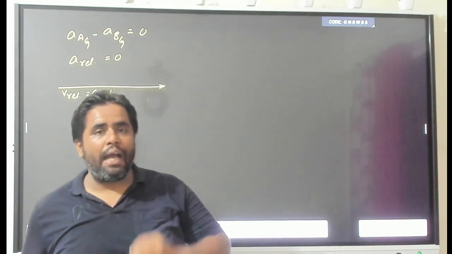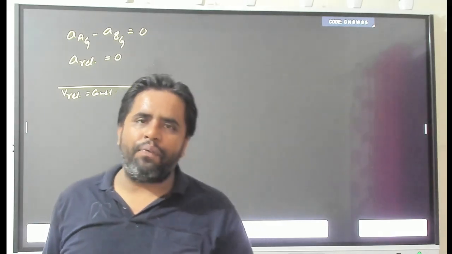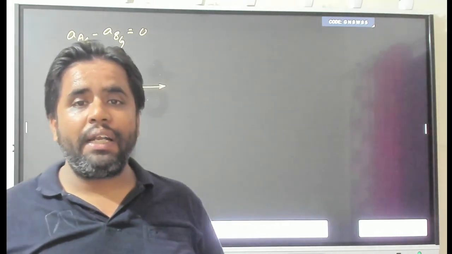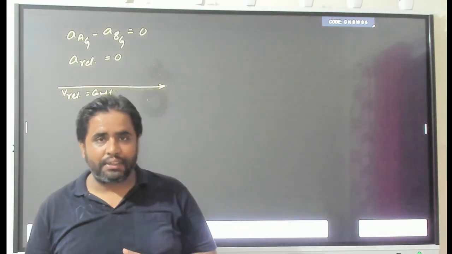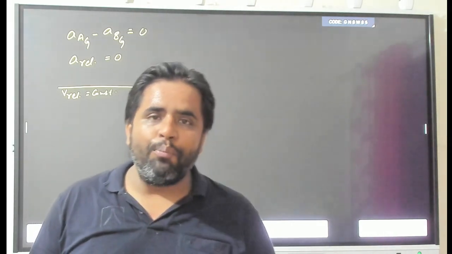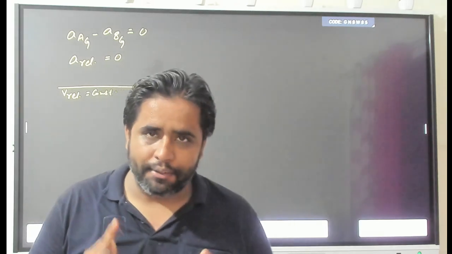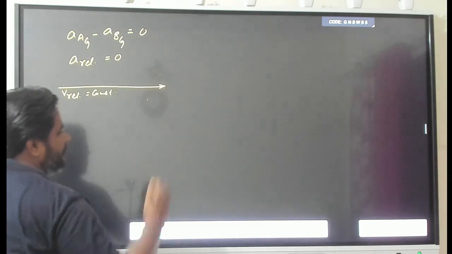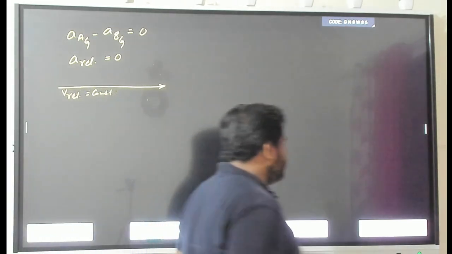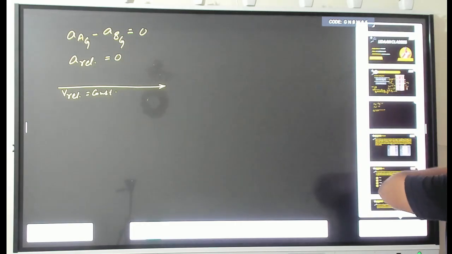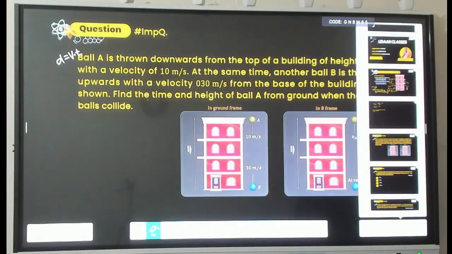So in any case, if it happens that the relative acceleration becomes 0, then you have to understand the key concept: the two objects will be moving in a straight line relative to each other. This concept we will apply in the upcoming slides and in the numericals. So let us start with the numericals here.